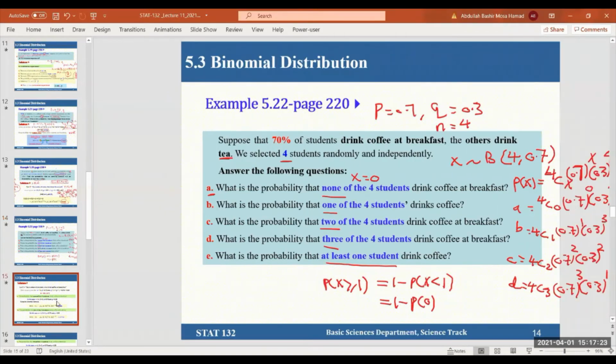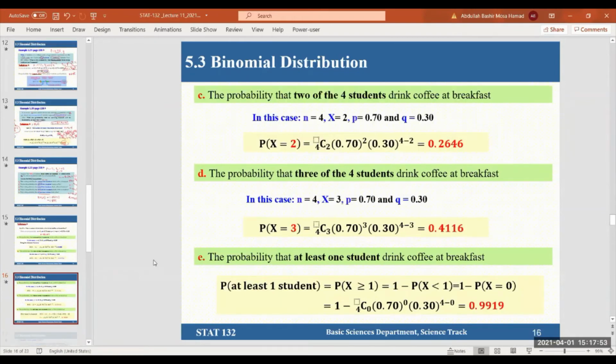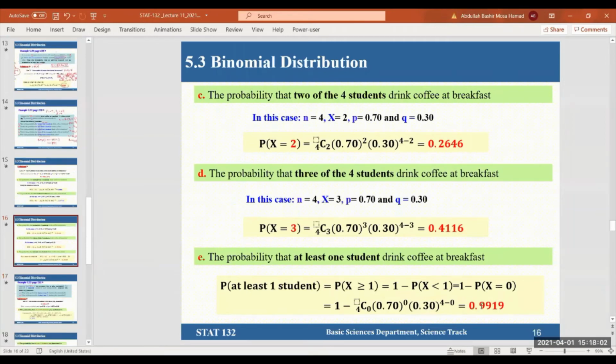Let's see the solution. Here we already know n is 4, p is 0.7, so X distributed binomial with 4 and 0.7. If p equals 0.7, definitely q equals 0.3. Then P of 0 is 4C0, 0.7 power 0, 0.3 power 4 minus 0, and we get 0.0081. For 1, we write 1 instead of 0. For 2 and 3 it is the same. For at least 1, it is 1 minus P of 0, which we already got from A, and we get 0.9918.